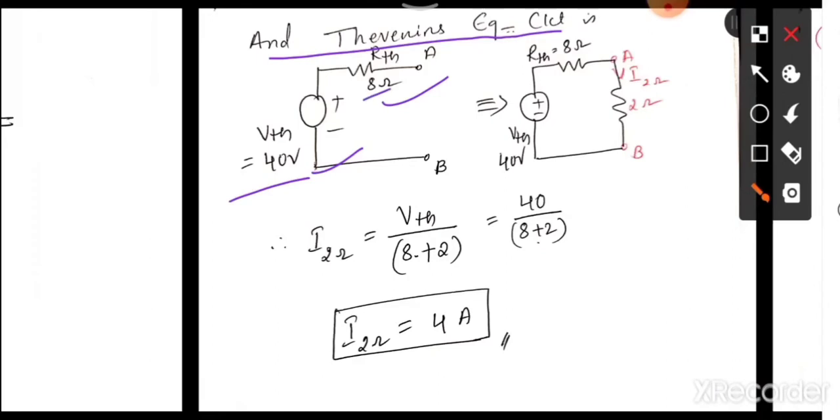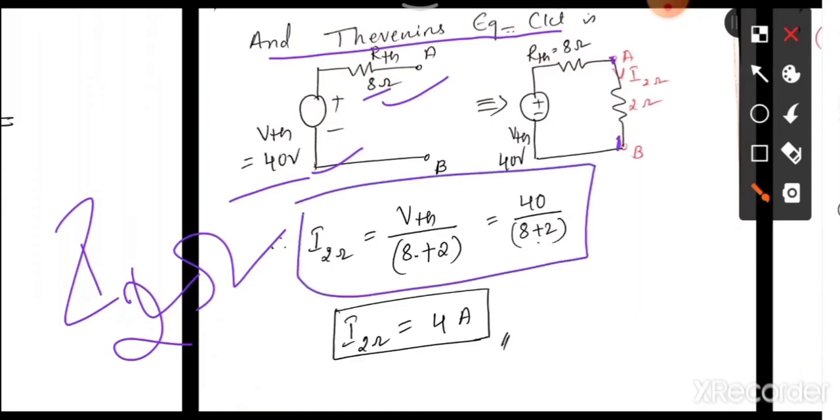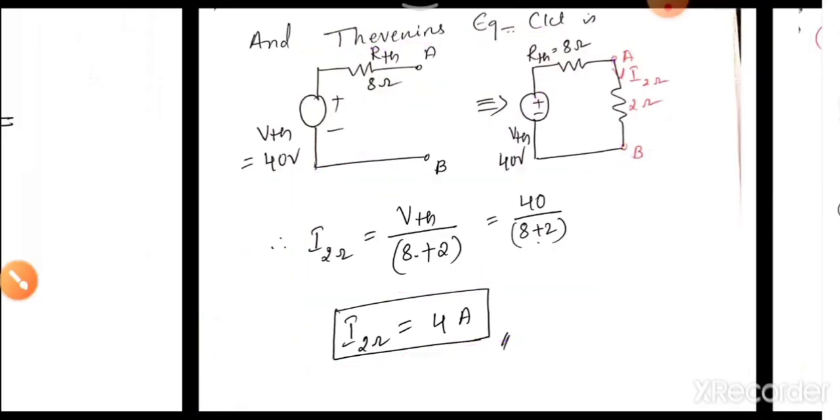Now, since they have asked us to calculate the current flowing through that 2 ohm, which is nothing but your IL, or current through 2 ohm as you can also call it, whichever resistance you had cut, now you have to place it between those two terminals. Now the current flowing through that will be from a single voltage source with two resistances in series. So apply Ohm's law: voltage divided by resistance, VTH divided by 8 plus 2, which is 10. So 40 divided by 10 will be 4 ampere flowing through that 2 ohm resistance.